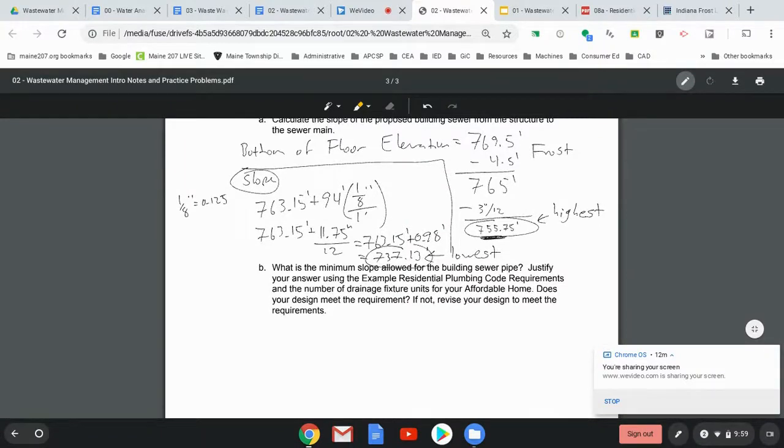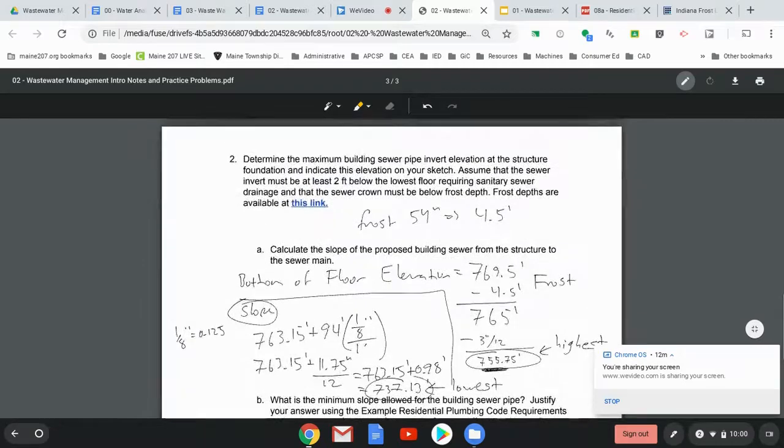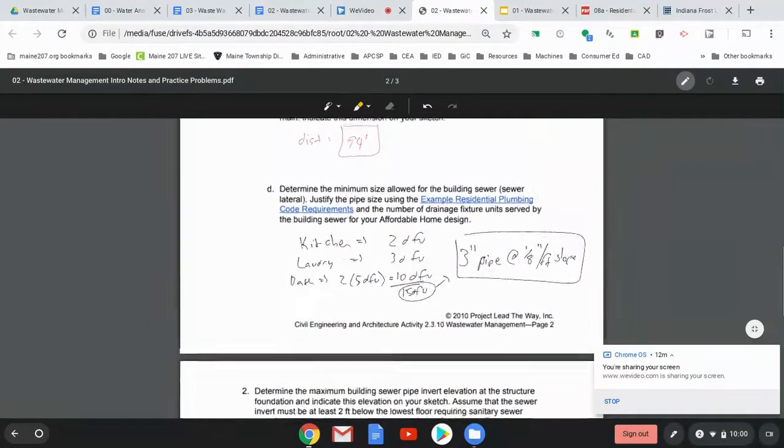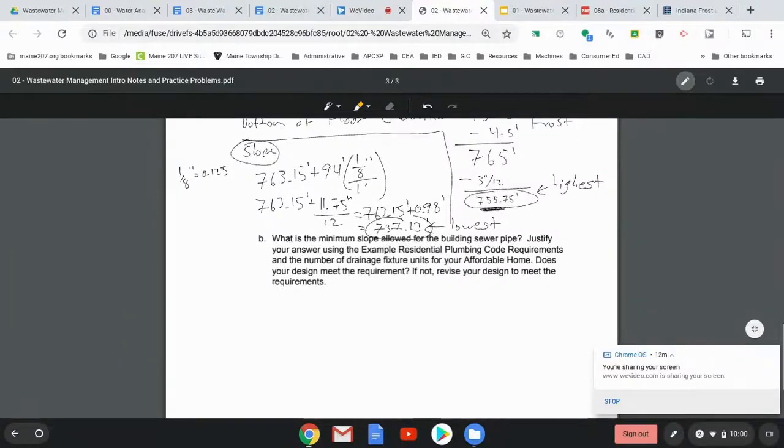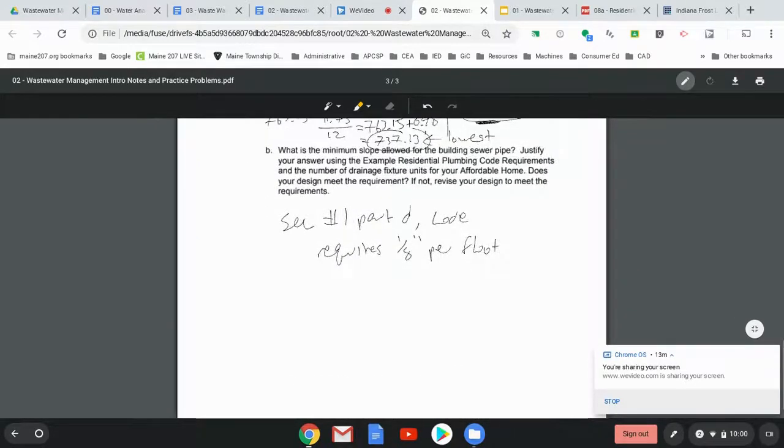What is the minimum slope allowed? I kind of already did that. The minimum slope is from, let's see, where was it? Part D. C number 1, part D. Code requires 1/8 inch per foot. I already did that. There we go.